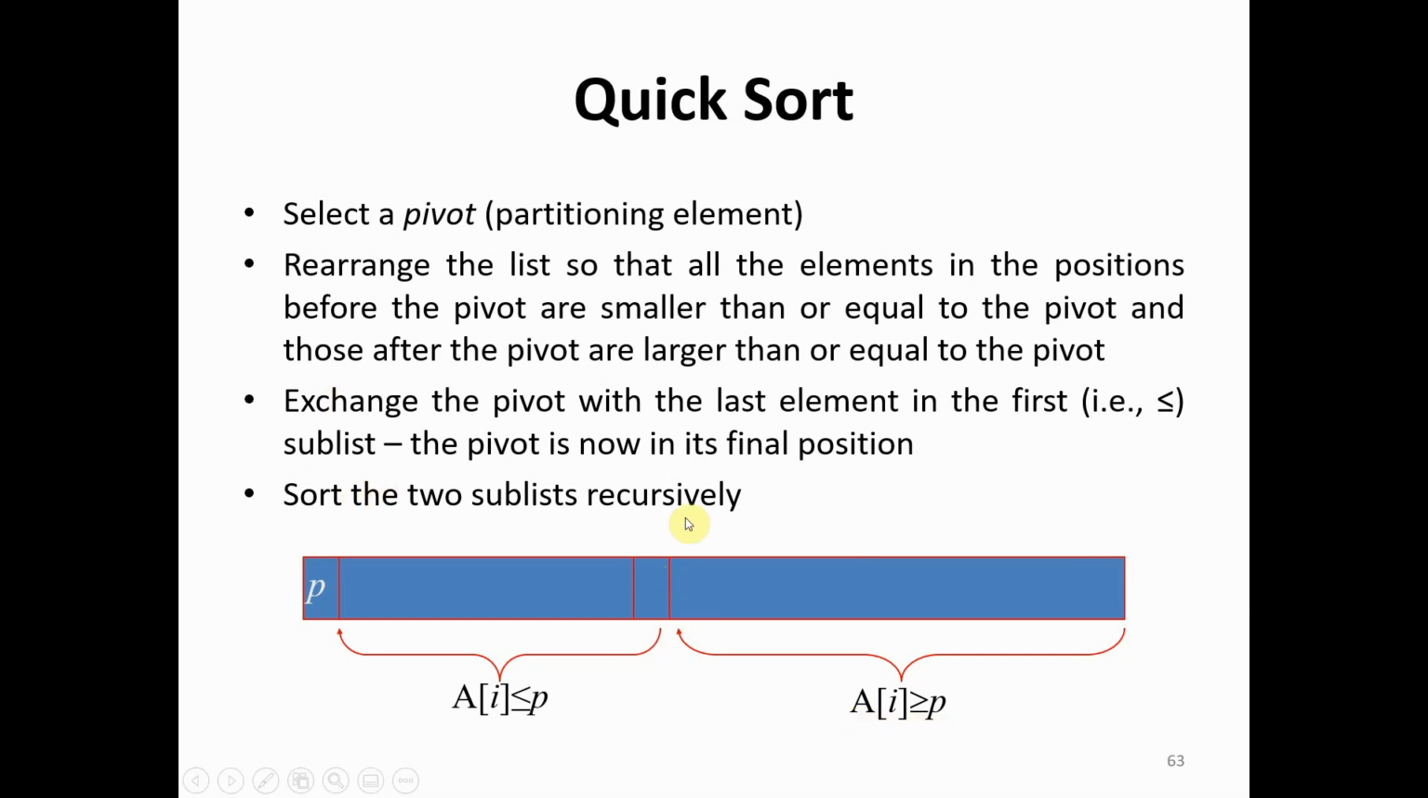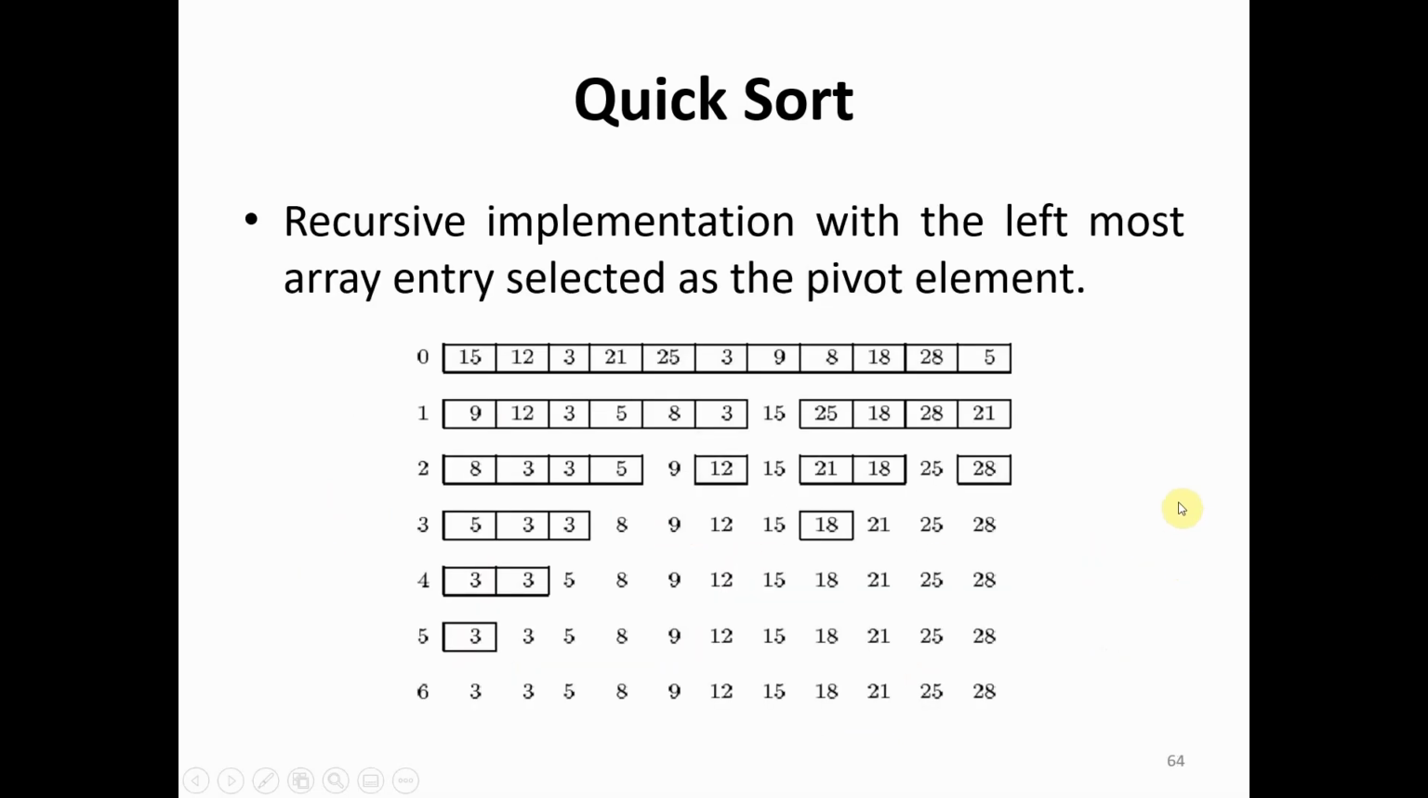And then we divide the array into two subarrays. We're gonna apply the same thing to these two subarrays. Okay, so this shows an example of quicksort. So here we are choosing 15 as the pivot. Okay, so 12 is smaller than 15, 3 is smaller than 15, 21, 25.